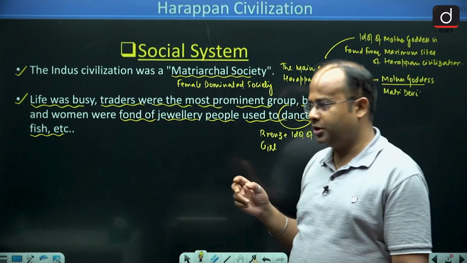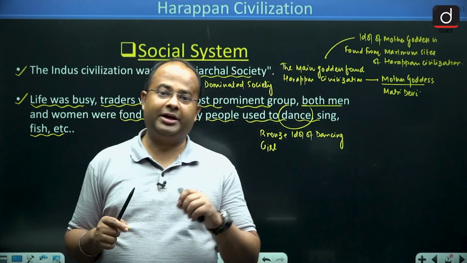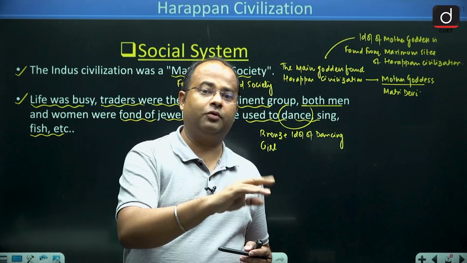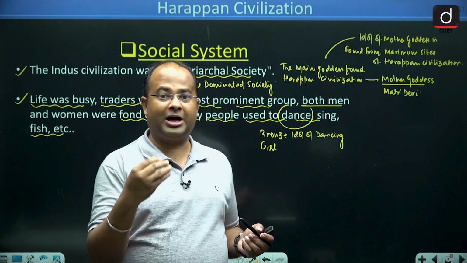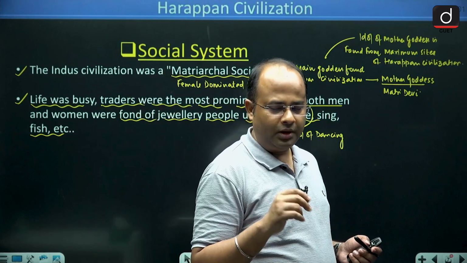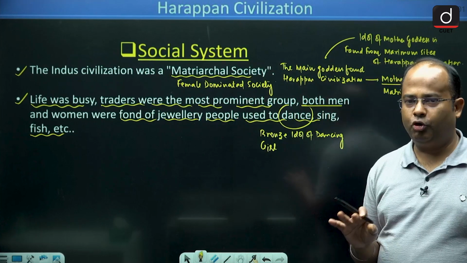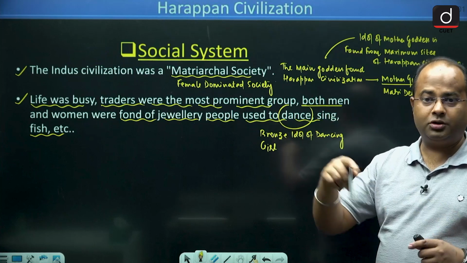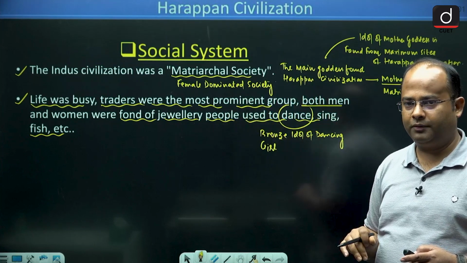Harappa. So the society was a matriarchal society, life was busy, traders were the more prominent group because we do not have the evidence of ruling class people, because we have not found too many sharp edge weapons. I hope it is clear to all. And trade, they used to carry inland trade also, foreign trade as well. So traders were the dominating group of the society.